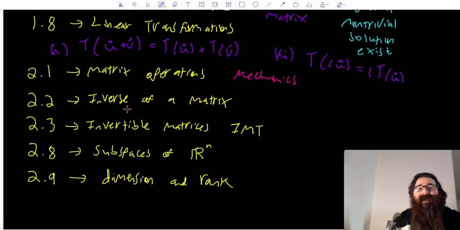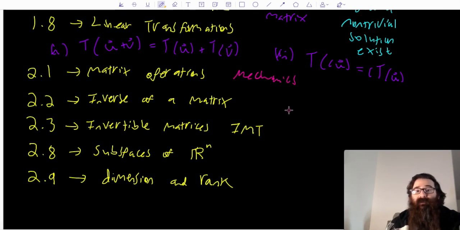2.2, we began a discussion on finding inverses of matrices, and we really started with 2 by 2 matrices. Right? And we have a nice closed form for finding the inverse of a 2 by 2 matrix. But then from there, moving on to 2.3, we started talking about this even further. We introduced the invertible matrix theorem. We started talking a bit about how we can find inverses of larger square matrices.